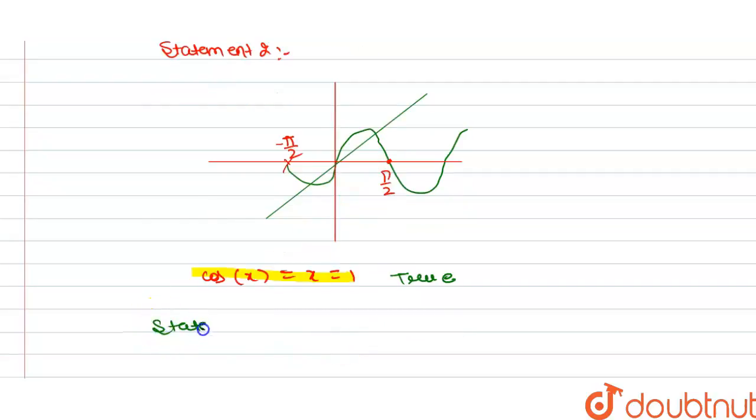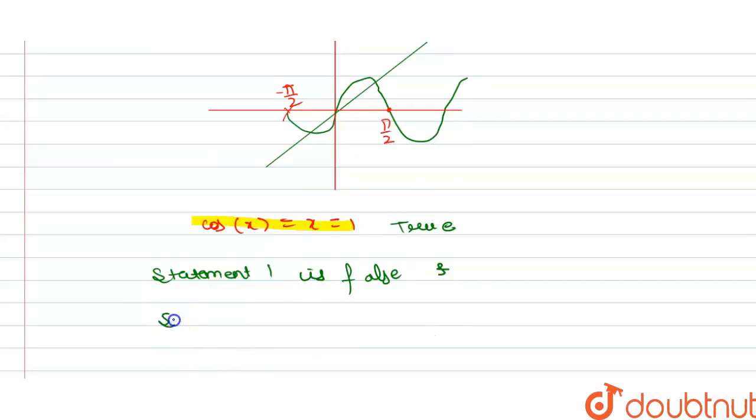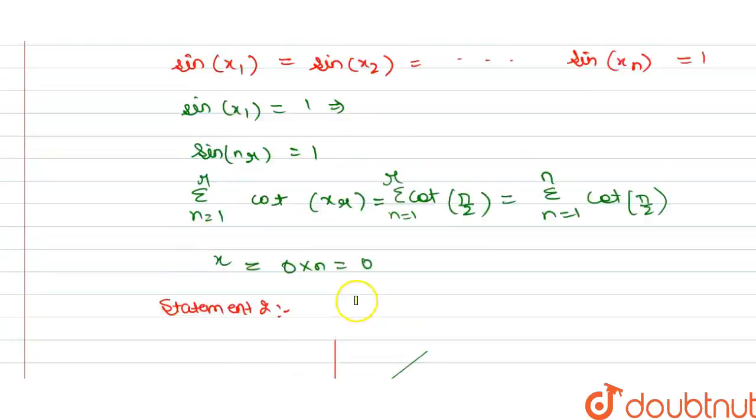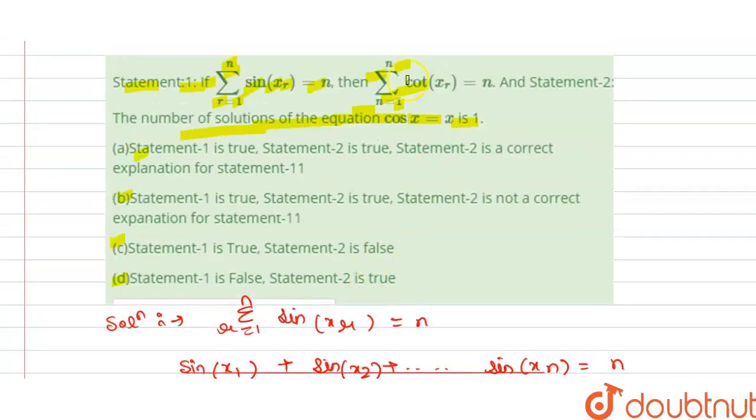So statement 2 is correct. We can say that statement 1 is false and statement 2 is true. Now we check which option is correct. So option D is correct: statement 1 is false and statement 2 is true. So this is the answer for the question.